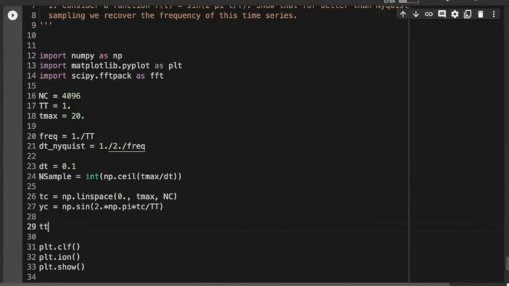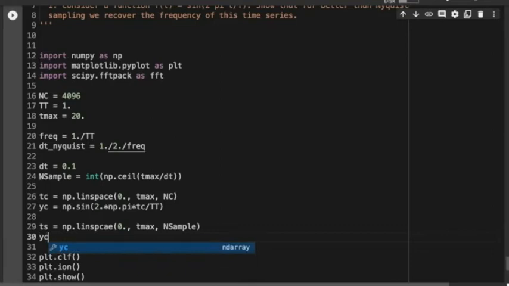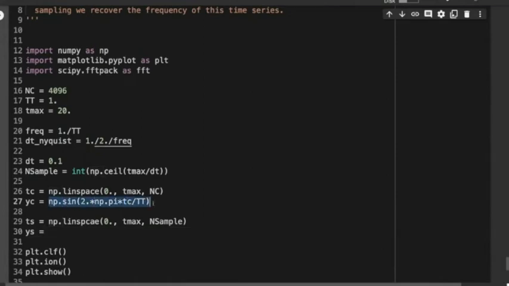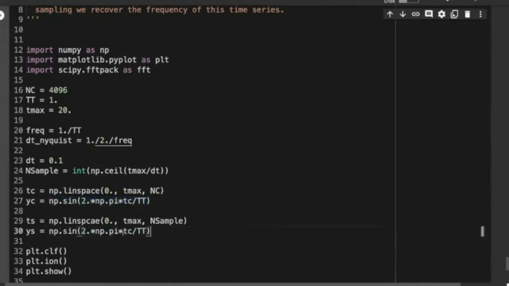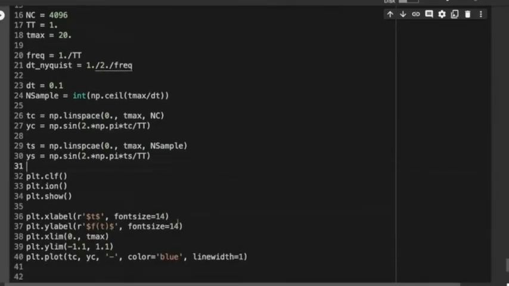So the t that I will use is the sampling t. So let's say t sample. That is np dot linspace from 0 to t max, but now instead of nc, I have n sample. And I can calculate the corresponding y sample, which is again the same thing as it is here. So I'll just copy and paste it here and change tc to t sample. And let us plot this again and see how we have sampled it.